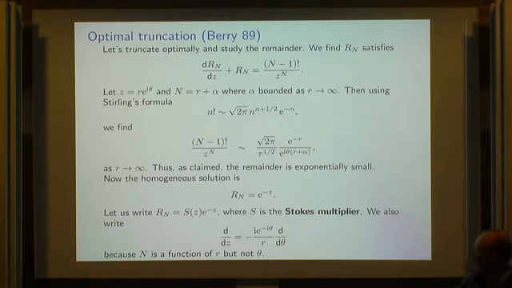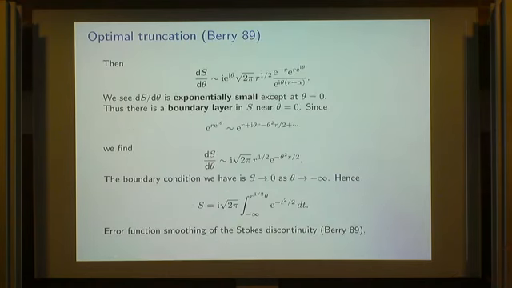I could do x and y. Because the n is a function of r but not theta, I'm going to write it in terms of d by d theta. And that means that if I keep r fixed and move theta around, n is not changing, it's just fixed. So I'm going to write d by dz in terms of d by d theta. So when you put all that in, the equation for the Stokes multiplier ends up being just this.